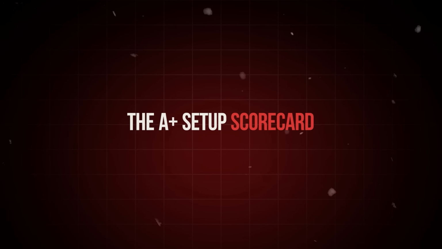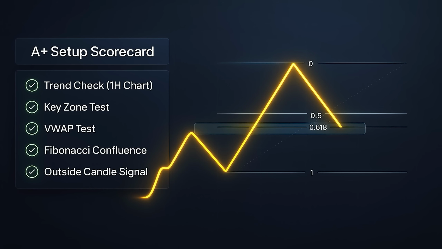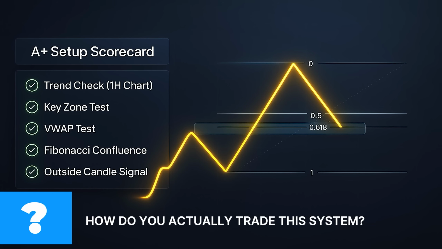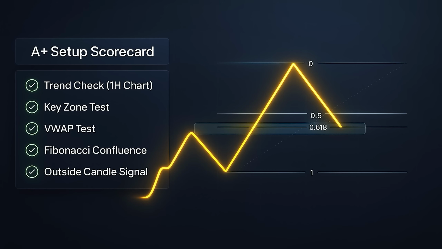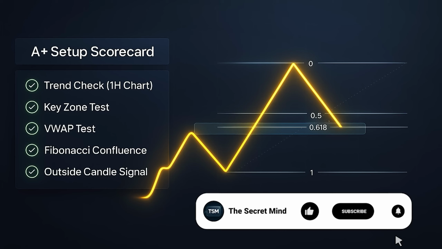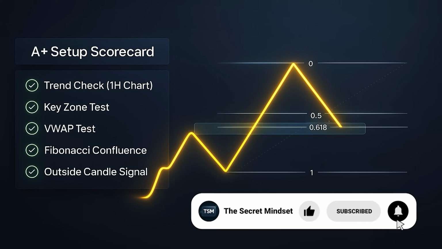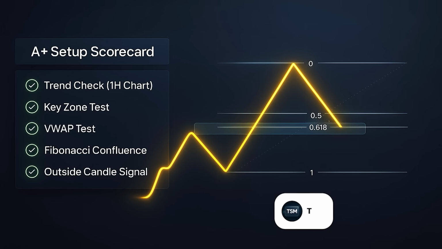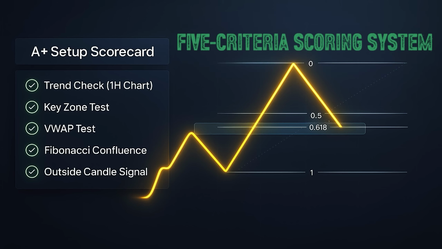You now have all the pieces, but I'm going to show you how to put them together into a systematic approach that eliminates all the guesswork. I call this the A+ setup scorecard, your quality control system that separates opportunity from mediocrity. Here's how it works. Every potential trade gets scored on 5 criteria.